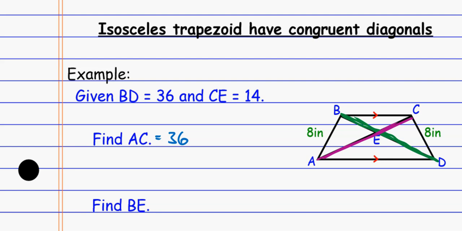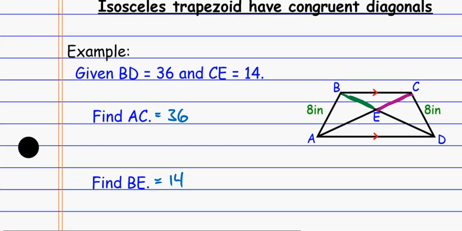Okay, but now think about the pieces of each of those diagonals. If I were to erase this for a second, and you look at just this piece right here, CE, that's 14. Well, think about which piece that matches up with in the other diagonal. And hopefully you can look at that and say, well, that's BE. BE must also be 14 because the diagonals are the same in every way. All right, that's going to be 14 as well. Okay, so it's just a matter of matching up those pieces, okay?